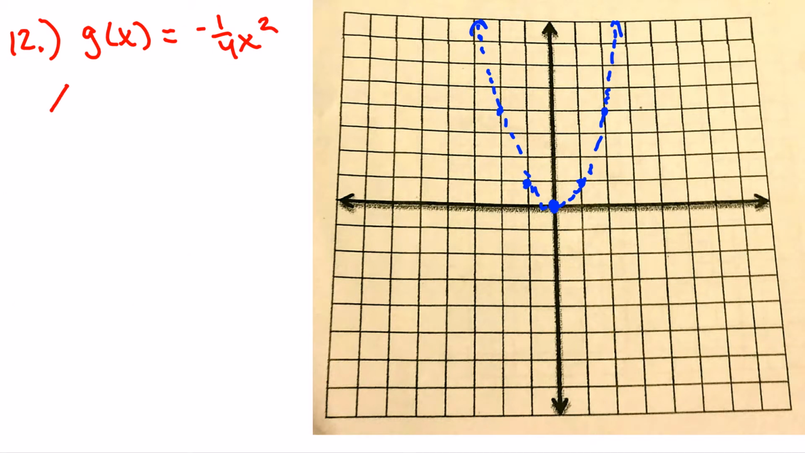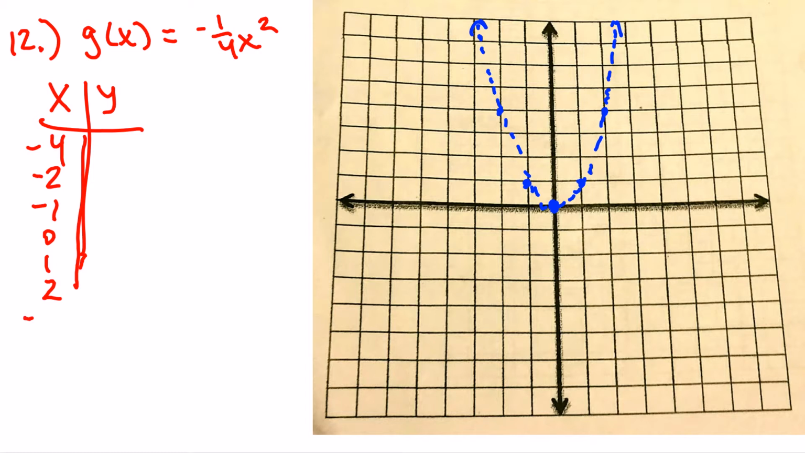All right, 12. I'm going to make an XY chart. I just left the parent function on there because I didn't want to graph it again. It's the same exact parent function. I'm going to pick my points, negative 2, negative 1, 0, 1, and 2. And remember, in class, I actually added negative 4 and positive 4 because of this fraction. All right? Because when I plug it in, I'm going to plug in 0 first. I get y equals, and remember, guys, g of x is just a fancy way to say y. Y equals negative 1/4. Instead of x, I put 0 squared. So I get y equals 0.